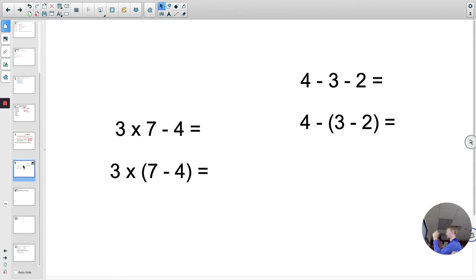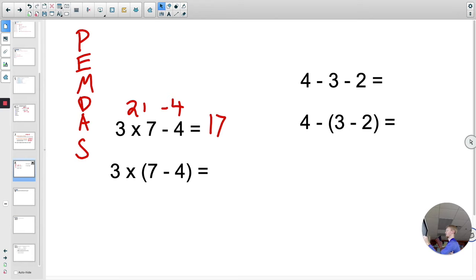I'm going to start here. 3 times 7 minus 4. So parentheses, exponents, multiplication, division, addition, subtraction. So multiplication first, 21 minus 4. 21 minus 4 gives me 17. This time I have to start with the parentheses. 7 minus 4 gives me 3. 3 times 3 gives me 9.